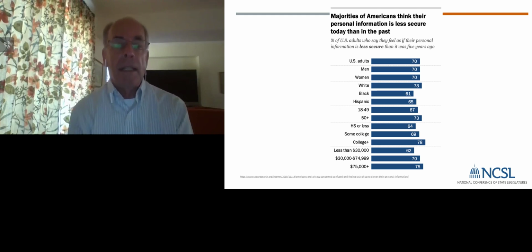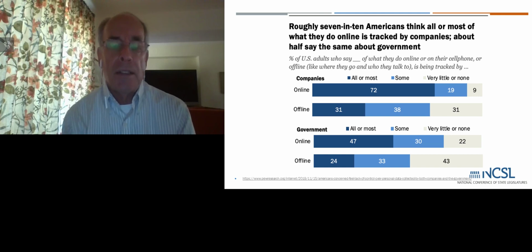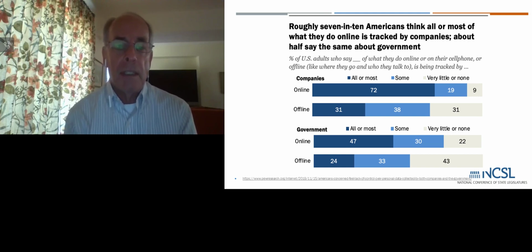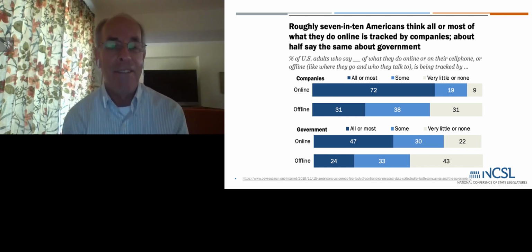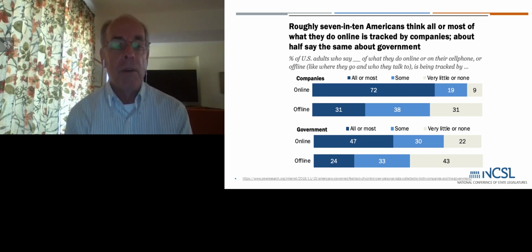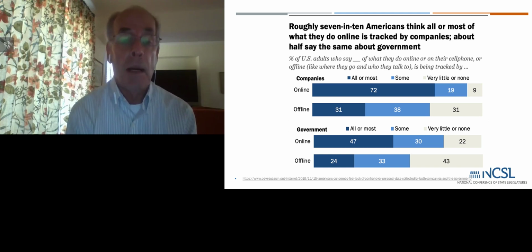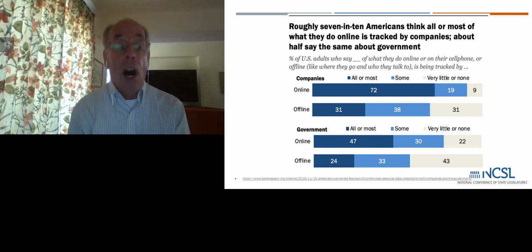And there's a sense that surveillance and being observed is an omnipresent part of life. And so this is a slide that shows that 7 in 10 Americans think all or most of what they do online is tracked by companies, and about half say that when it comes to the government. We asked a similar question about what they are doing when offline, and people don't necessarily have the sense that they're being tracked in the same way offline as they are online.